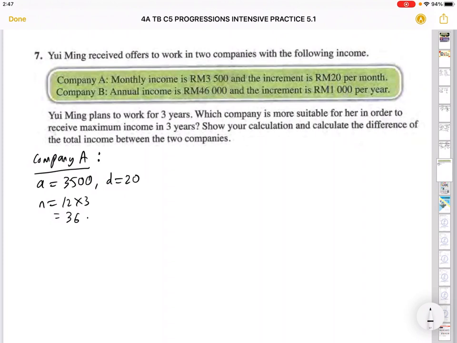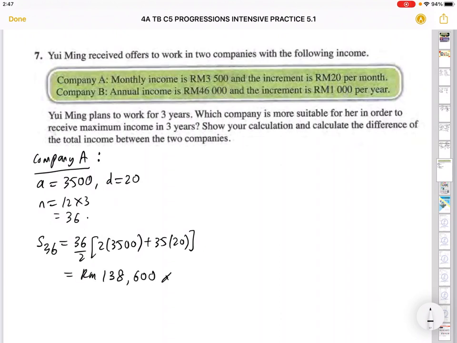Okay, to find the sum, S36, the total amount of money that she earns over a period of 3 years, we'll use the formula n over 2 bracket 2a plus n minus 1, 35, d is 20. Now use your calculator. You should get RM 138,600. So this is the total salary she earns in 3 years.